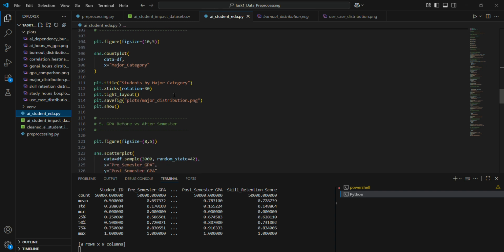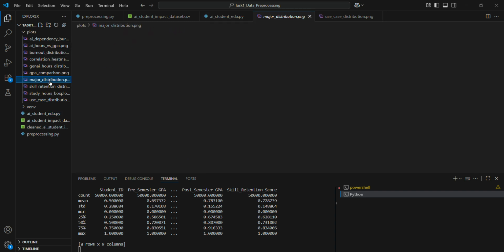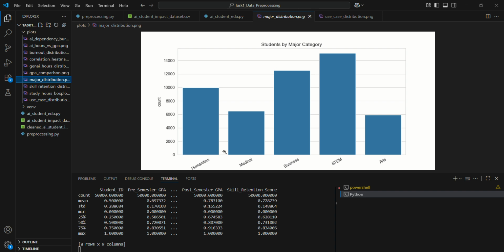Coming back to our Python program, we see the major category distribution. So what is this major category distribution? There are these 5 major categories: humanities, medical, business, STEM, arts, and these are the count of students. We see that the highest number of students using Gen AI actually belong to STEM, followed by business, then humanities, then medical, and then arts. So the arts students are the least dependent on AI, which we can see from this graph.